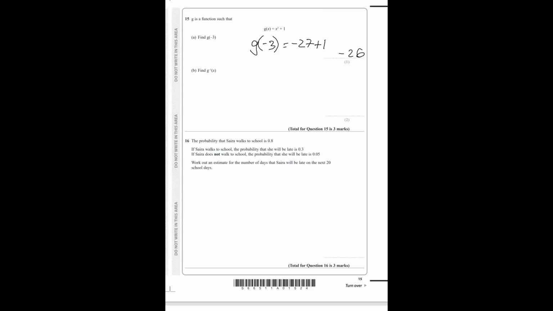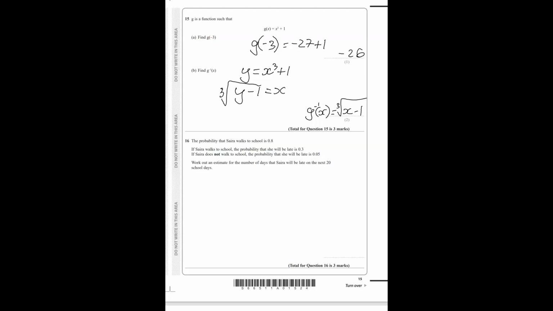Next bit, we need the inverse. So actually, put it equal to y. Do your rearranging. And therefore, your inverse, remember to substitute your x back in. It's the cube root of x minus 1. Okay, we've just done that, so hopefully we've got those.